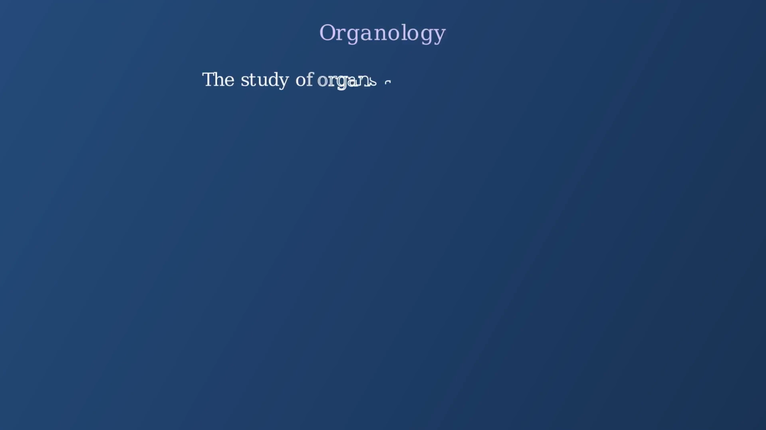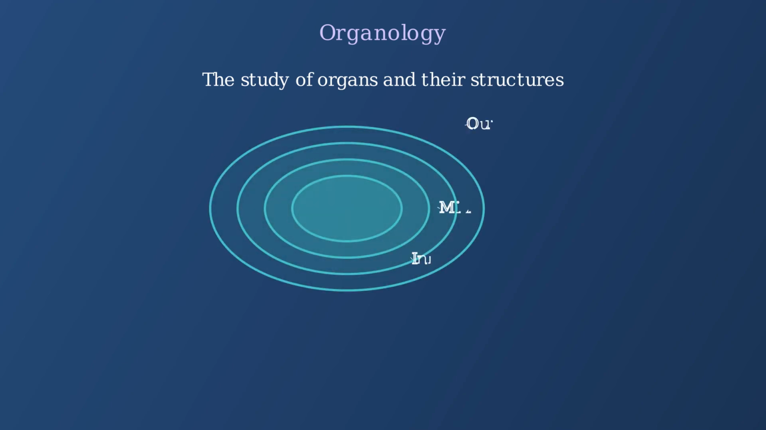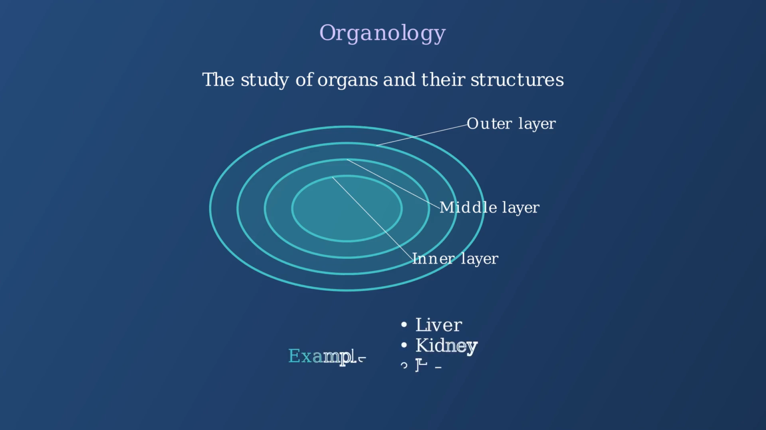Organology is the study of organs and their structures. It focuses on how different tissues work together to form functional organs. This subfield examines cross-sections of organs to understand their internal organization, including the arrangement of different tissue layers. Organologists study various organs, including the liver, kidney, heart, and lungs, to understand their structure-function relationships.